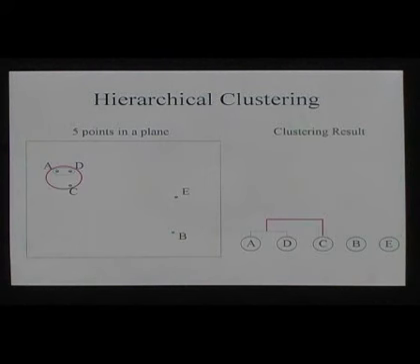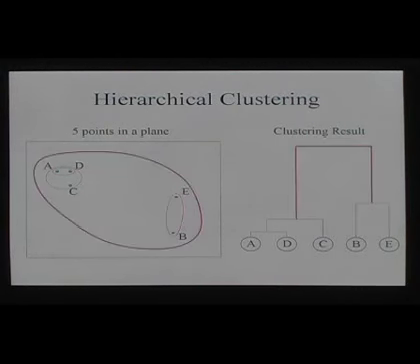Next, we merge this new cluster and C, since they are the closest pair at this moment. Next, we merge B and E. Finally, we merge these two groups to have one big final cluster.